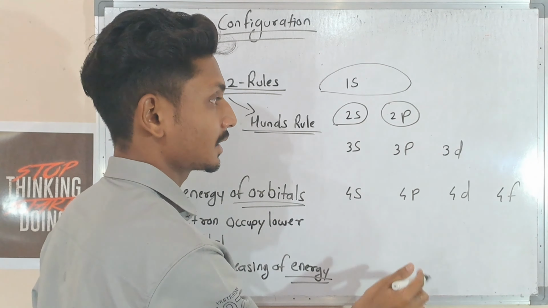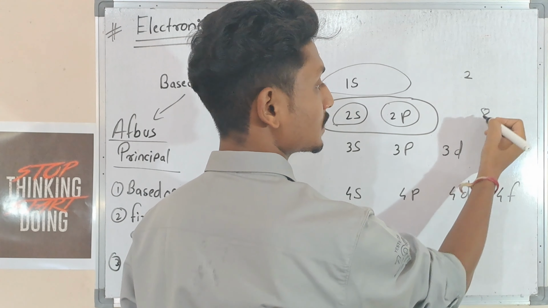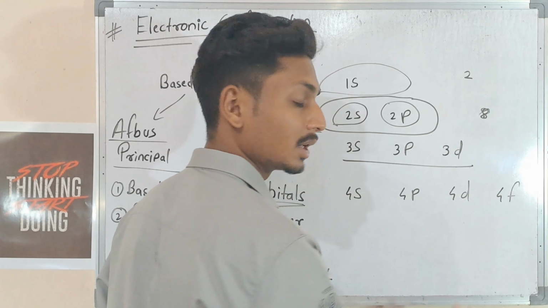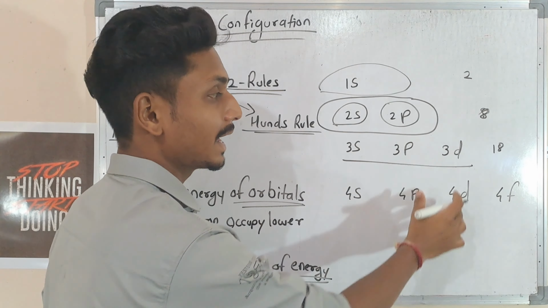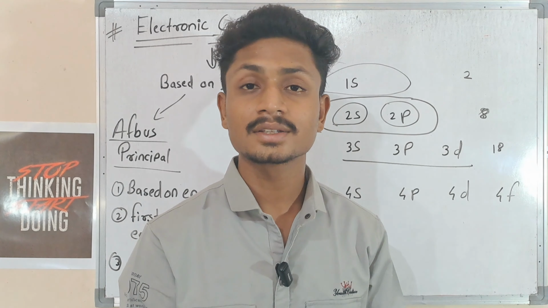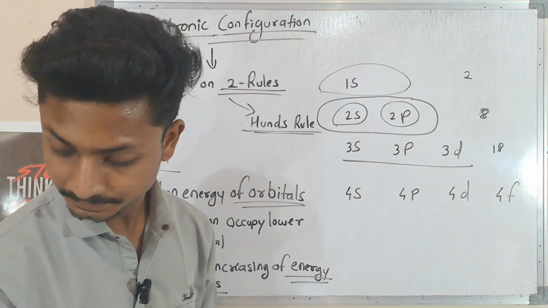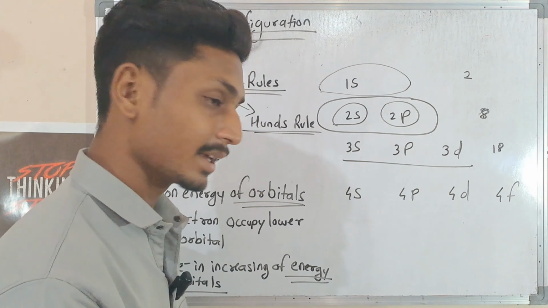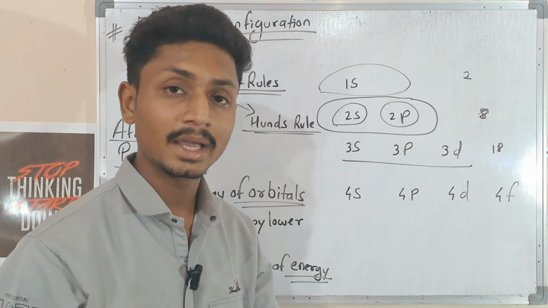First energy level occupies 2 electrons. Second energy level occupies 2s, 2p, 8 electrons. Third shell occupies 18 electrons. D has 5 orbitals in which 10 electrons can fit. By taking one example, we see which subshell has more energy and how electrons first occupy lower energy orbitals.